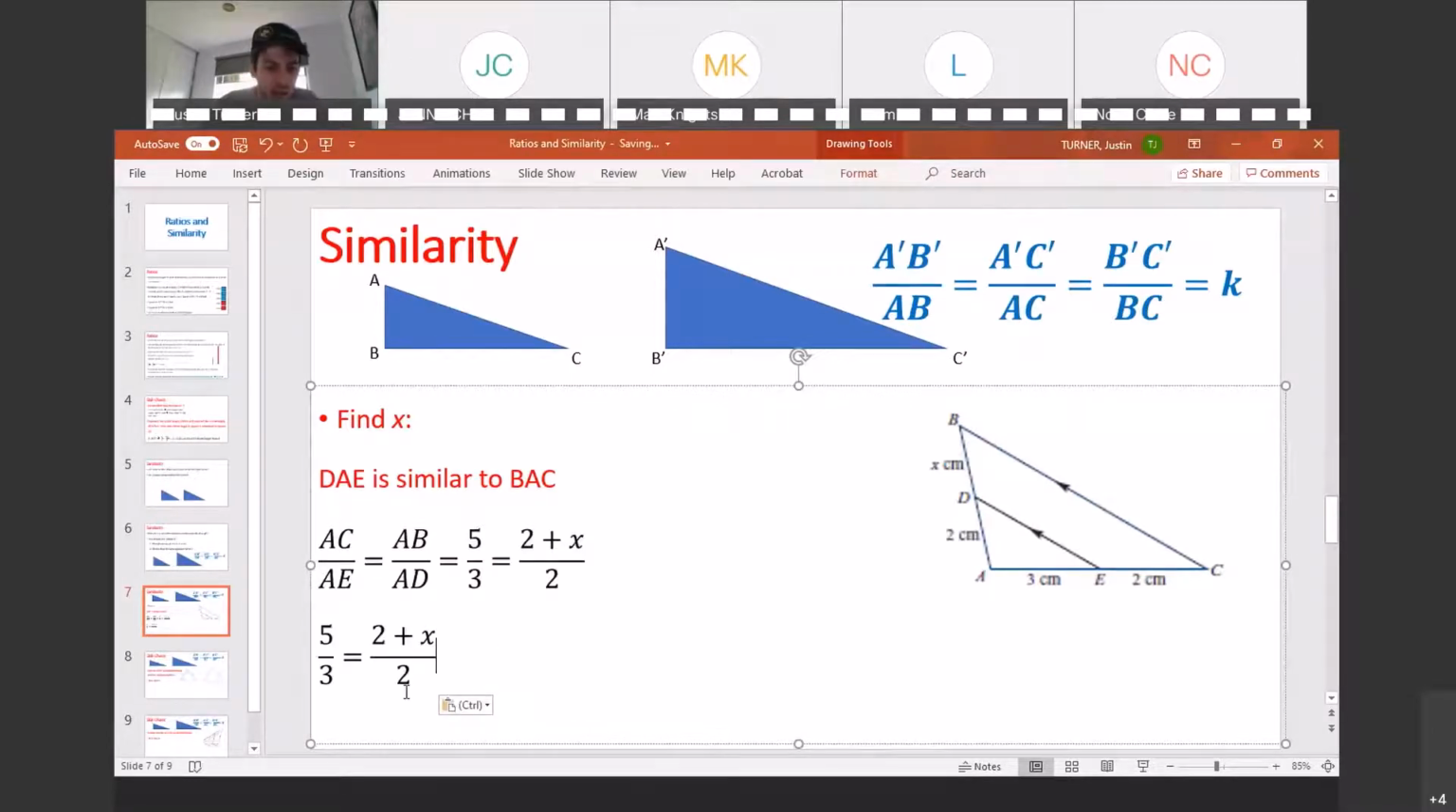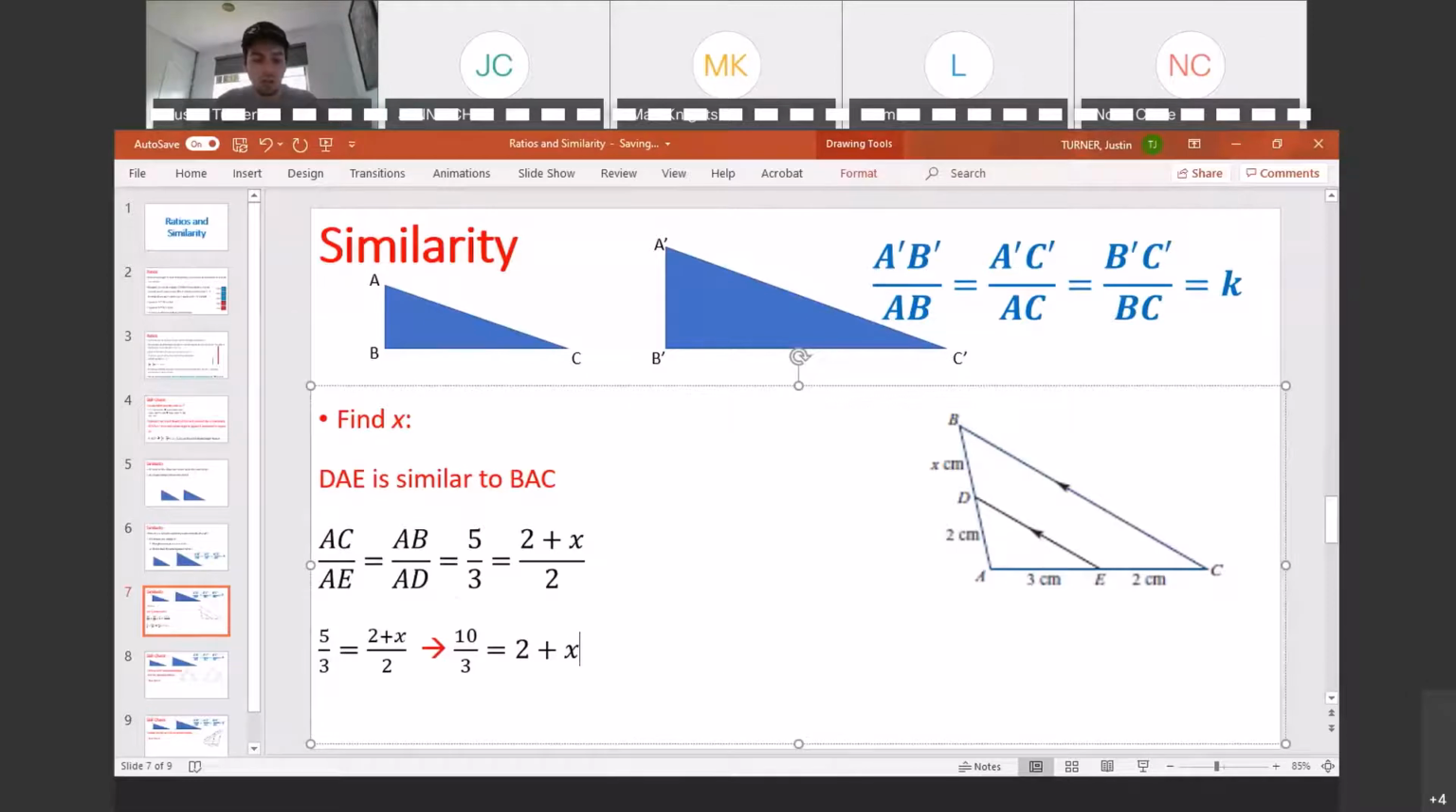One way we can do that is, I want to get rid of this 2 at the bottom. It's going to be a little difficult while I'm typing it, but we'll give it the best crack I can. To get rid of this 2 on the bottom, I'm going to multiply this entire fraction by 2, but I also need to multiply the other fraction by 2. So the 2 at the bottom goes away, and the numerator gets multiplied by 2. So we've got 10 over 3 equals 2 plus x.